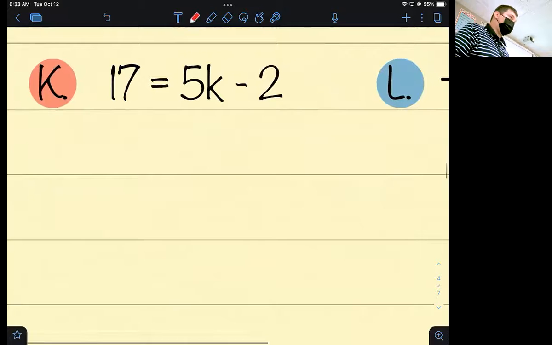Example K. Ashlyn, what number do I need to get rid of first here?